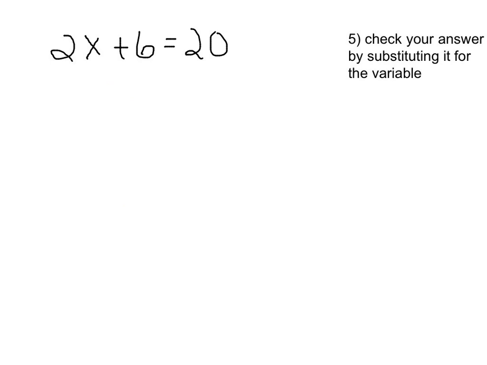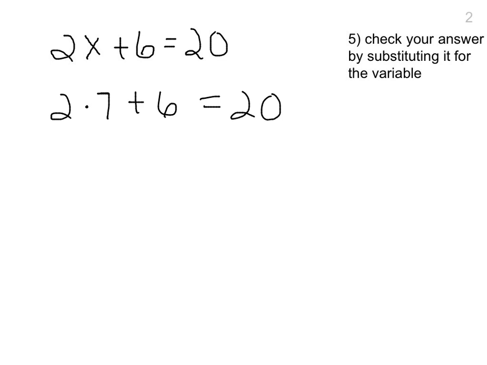The last thing we have to do is check our answer by substituting it for the variable. So instead of x, we're going to put 7. Now remember, this expression means multiply. So we're going to have 2 times 7 plus 6 equals 20.